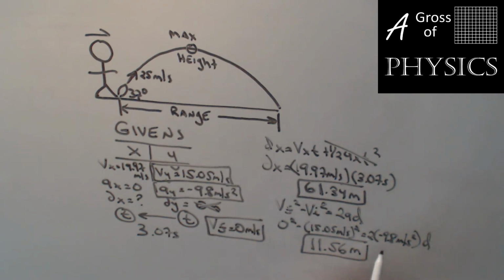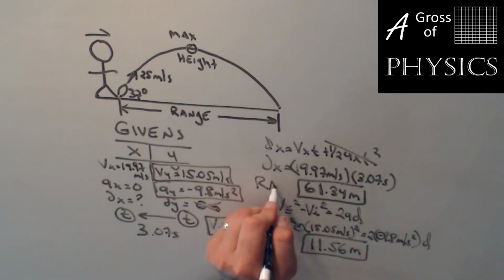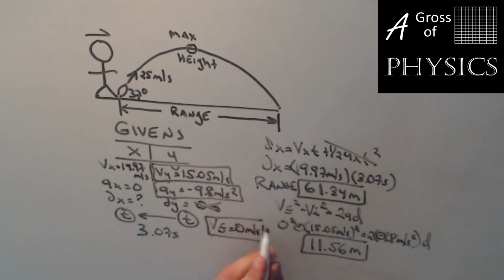Now you may be asking, what about the negatives? Well, this negative was outside, so it stayed. This negative stayed. So when I divided the two negatives, I ended up with a positive answer. So the positive 11.6 becomes my final answer. So the range is 61, and the max height was 11.56. And that's all you have to do.